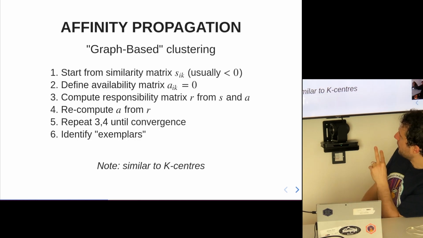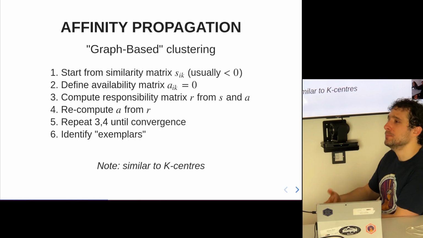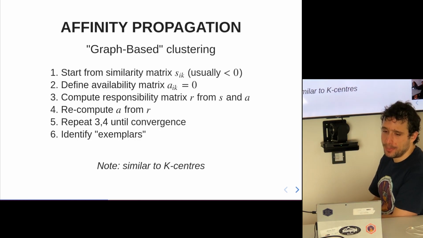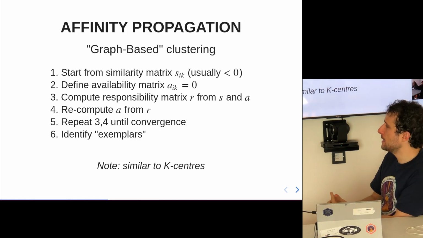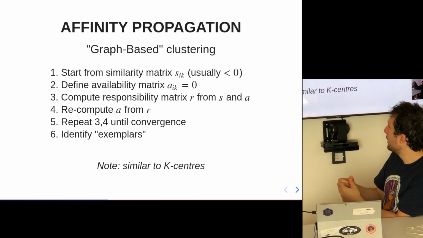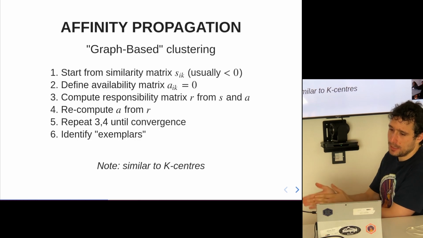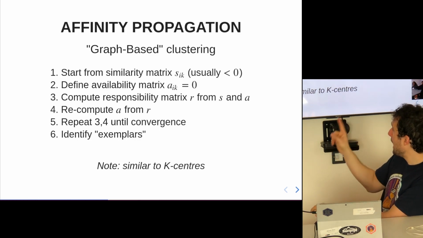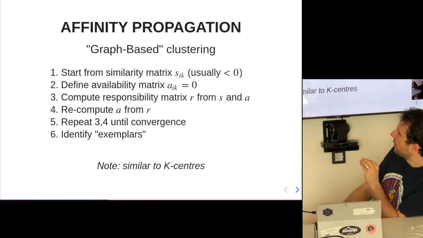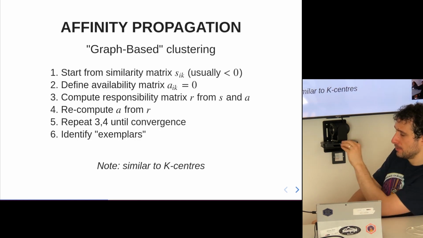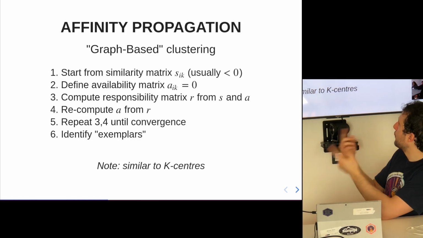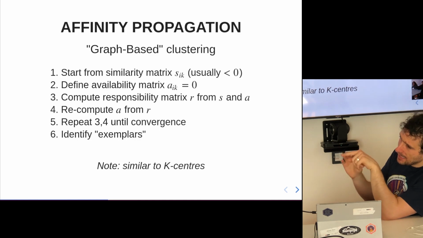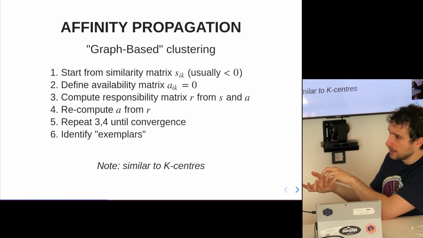But during the algorithm, we have two matrices. One is called the availability matrix, and one is the responsibility matrix. There is an interplay between these two matrices, where you update A from R and vice versa. And this procedure converges to identify some exemplars. What do I mean by this? The term ik in the availability matrix A represents the availability for the sample, the point k, to be an exemplar for point i. Instead, for the responsibility matrix, the term ki will be the responsibility that k has towards i for being an exemplar.